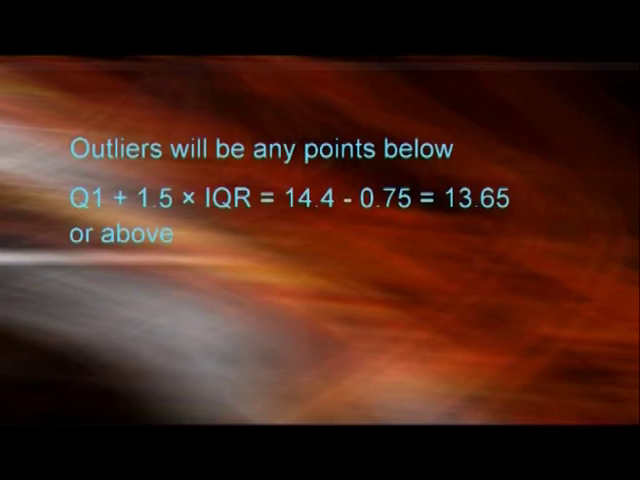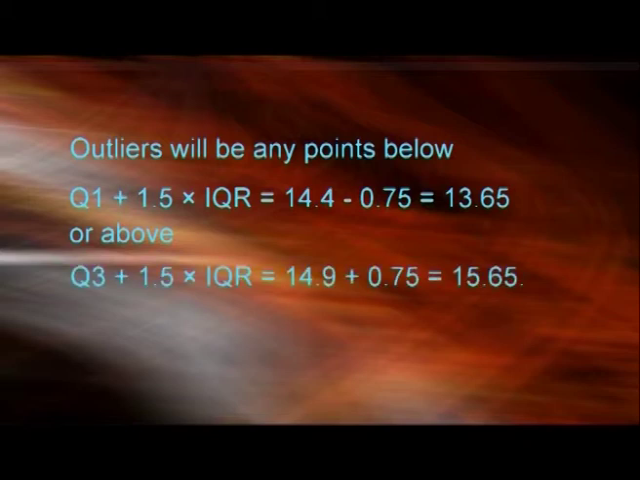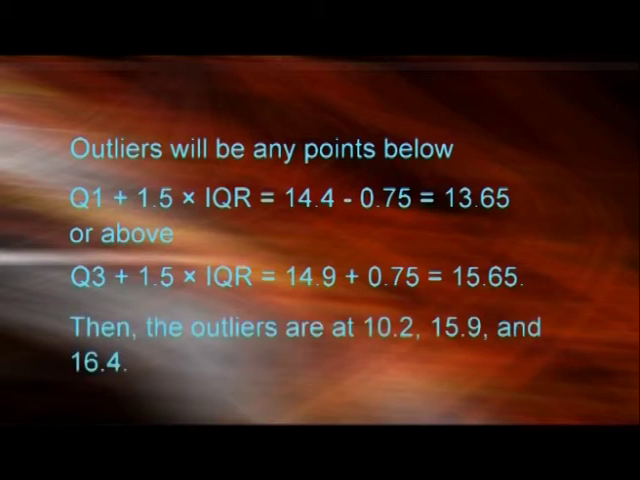Outliers will be any points below Q1 minus 1.5 times IQR, which is equal to 14.4 minus 0.75, which is equal to 13.65, or above Q3 plus 1.5 times IQR, which is equal to 14.9 plus 0.75 equals 15.65. Then the outliers are at 10.2, 15.9 and 16.4.